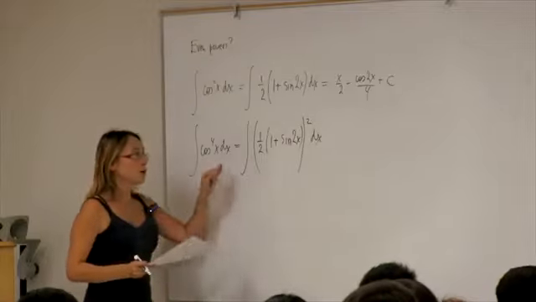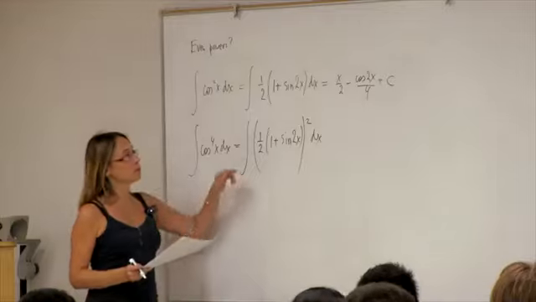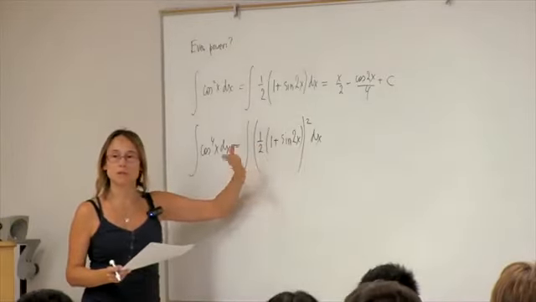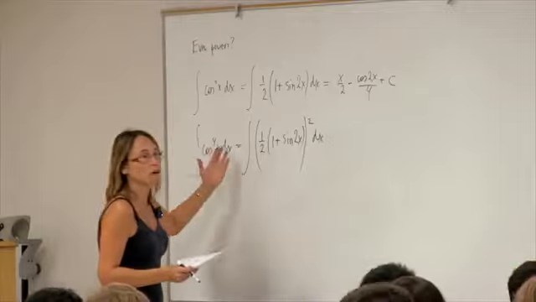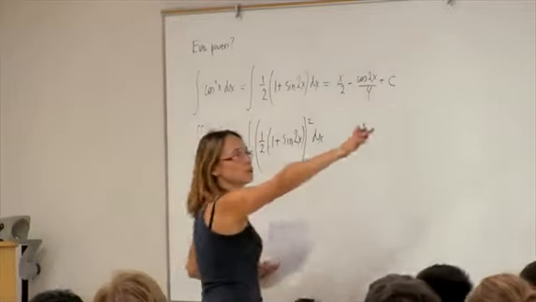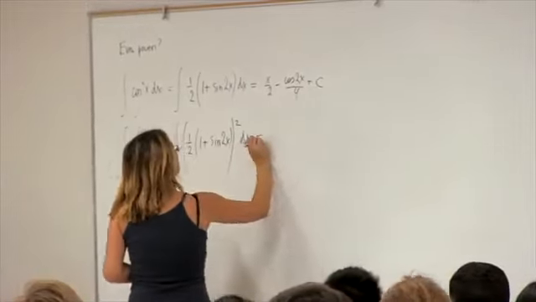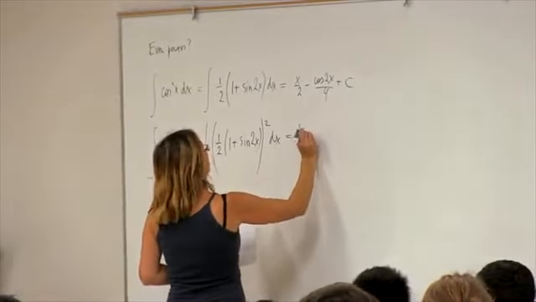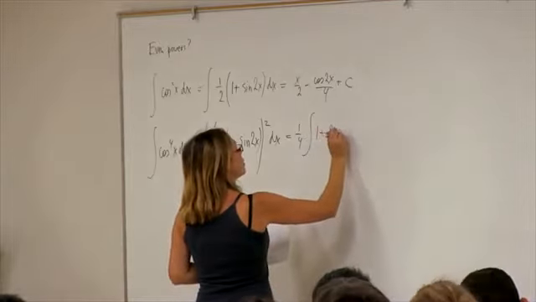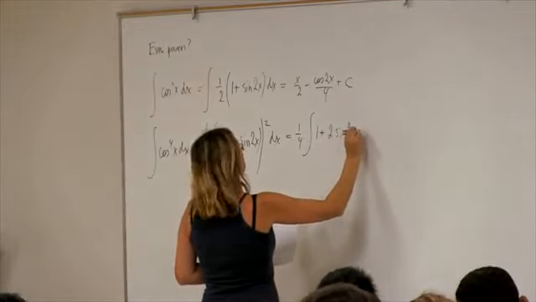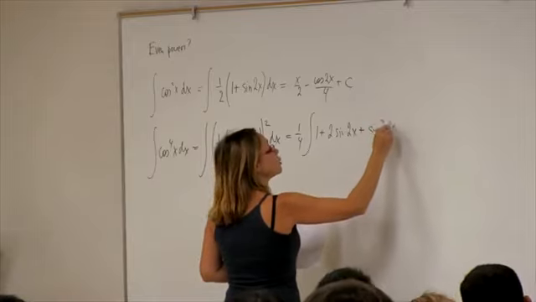So the fourth power is the same thing squared. What if I had the sixth power? Then I would take the same formula and raise it to the third power. Okay? So I can do any power if it's even by using one of these formulas. So in this case, I have 1/4 and integral of 1 plus 2 sine 2x plus sine squared 2x.